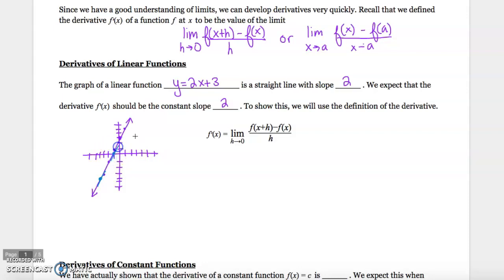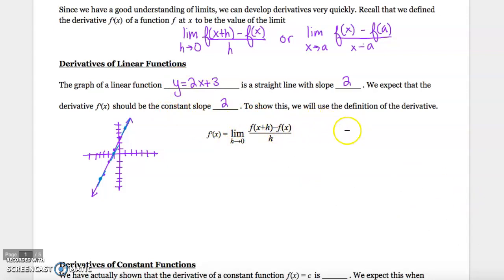It doesn't matter where on there I draw it, my tangent line would always have a slope of 2. So basically what I'm showing you is that if you take the derivative of this function, no matter what x value you plug in, you should get 2. So when I take this derivative using this limit definition, I should just get out 2 at the end.